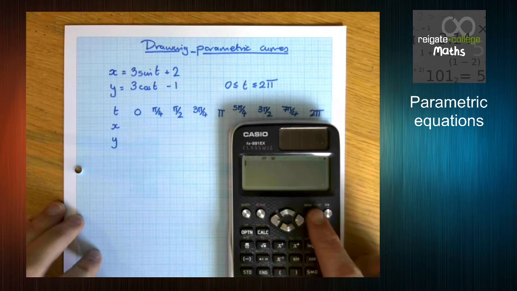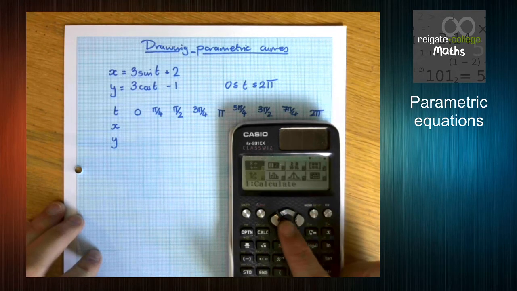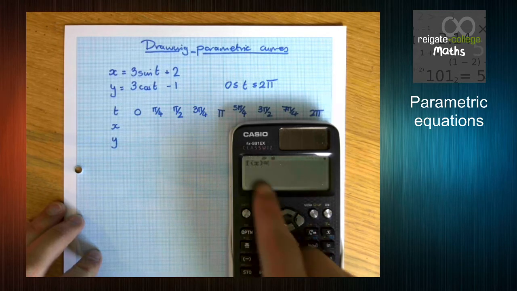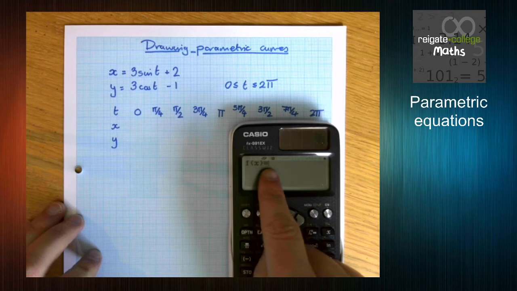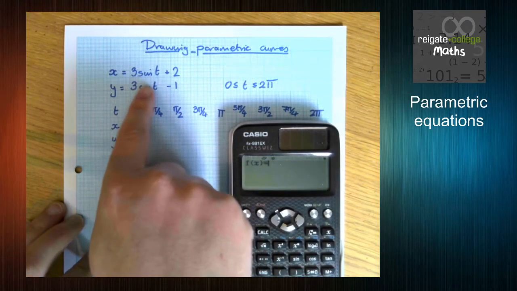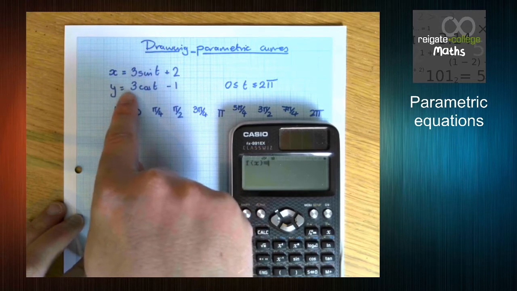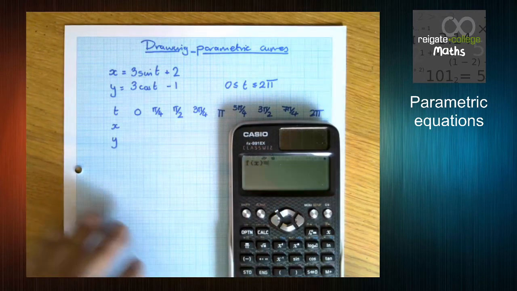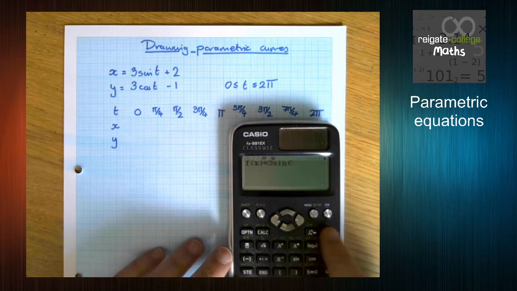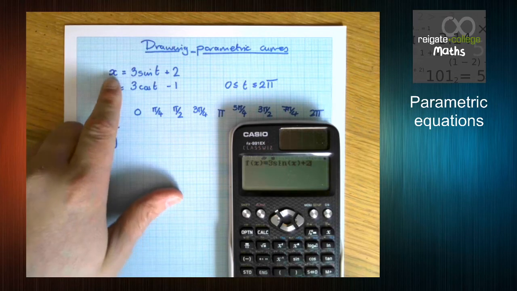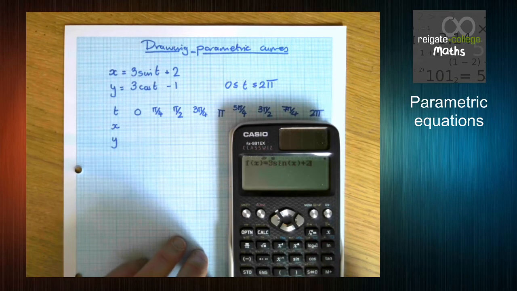So we go to menu and scroll down to table. Press equals to select it. You'll see now we have f of x equals. So we're going to have to play around with the notation here, but it's okay. We're going to type in 3 sine x plus 2. I know this is x and this is t, but that's the way the calculator does it. And we're going to press equals.